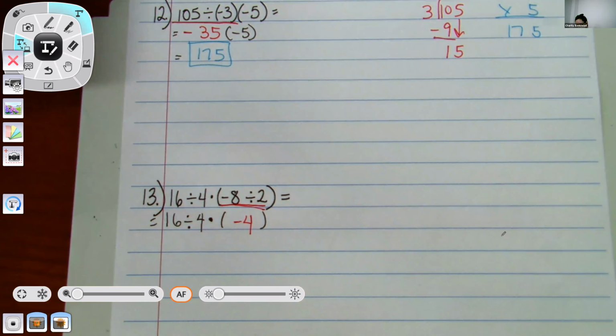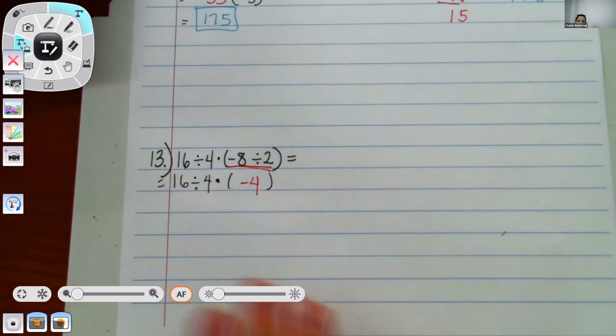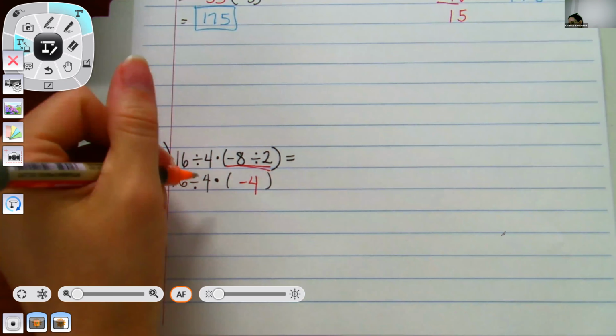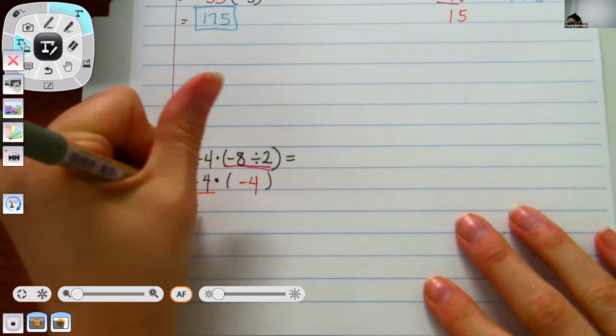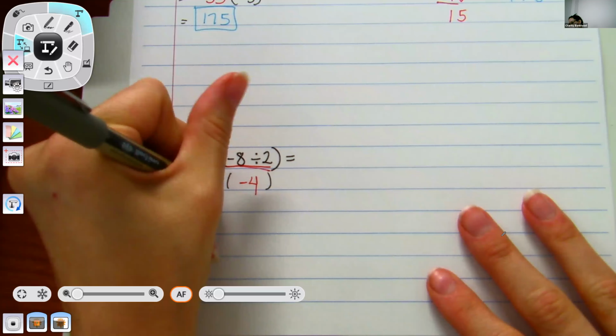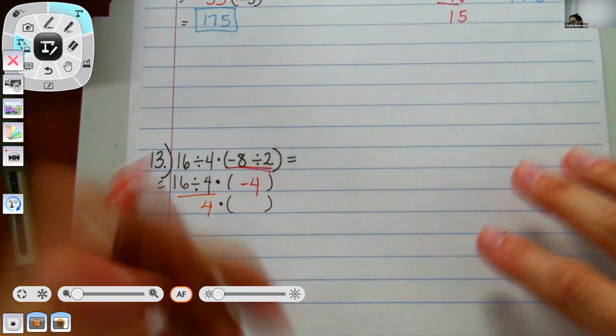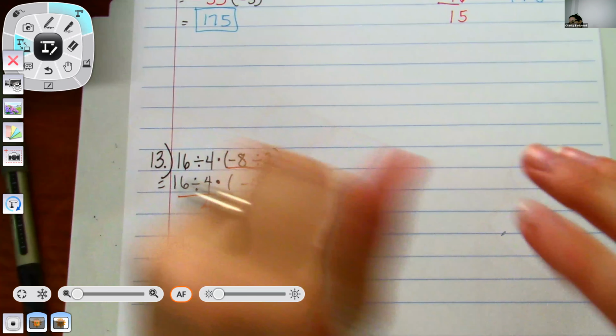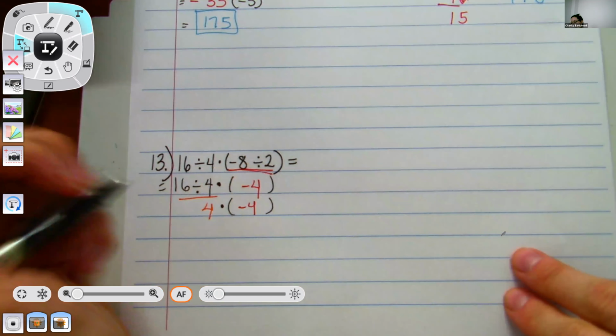All right, so now all I have left is just to do my multiplying and dividing, so I'm just going to go straight across. First I'm going to do 16 divided by 4, which is 4. And then I have to multiply that by negative 4. So 4 times negative 4 equals negative 16.